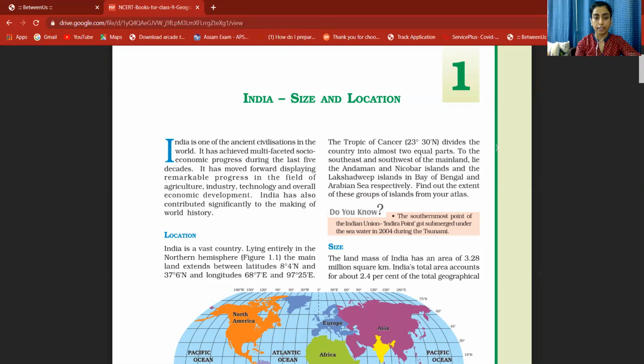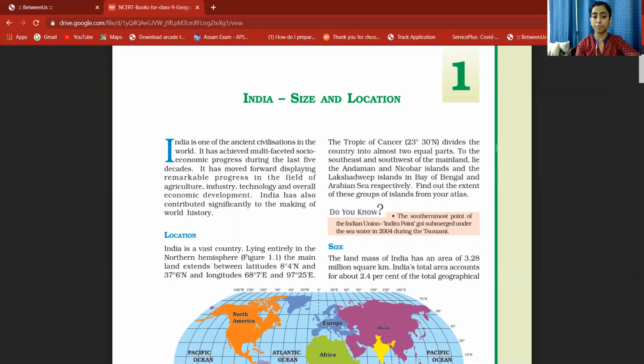So the first paragraph in this chapter is just an introduction, where it says how India, we all know India is an ancient civilization in the world, and how India has developed or progressed in the last 5 decades, be it in the field of agriculture, economy, industry, infrastructural development. So we have come a long way. India has come a long way, and because of its progress and development, India has contributed significantly in the making of world history.